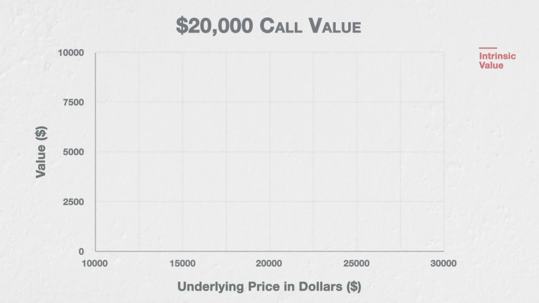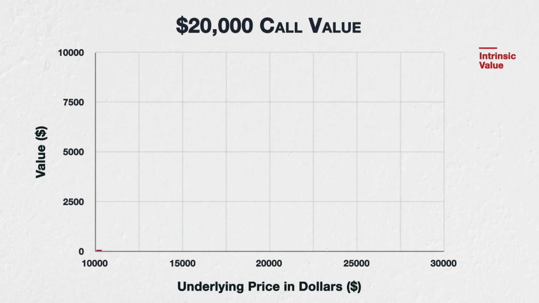We can plot the intrinsic value for every possible underlying price of Bitcoin like so. This chart shows the intrinsic value of a $20,000 strike call option. As you can see, the $20,000 strike call option has 0 intrinsic value when the price of Bitcoin is below $20,000. The intrinsic value then increases linearly 1-to-1 as the underlying price of Bitcoin increases.